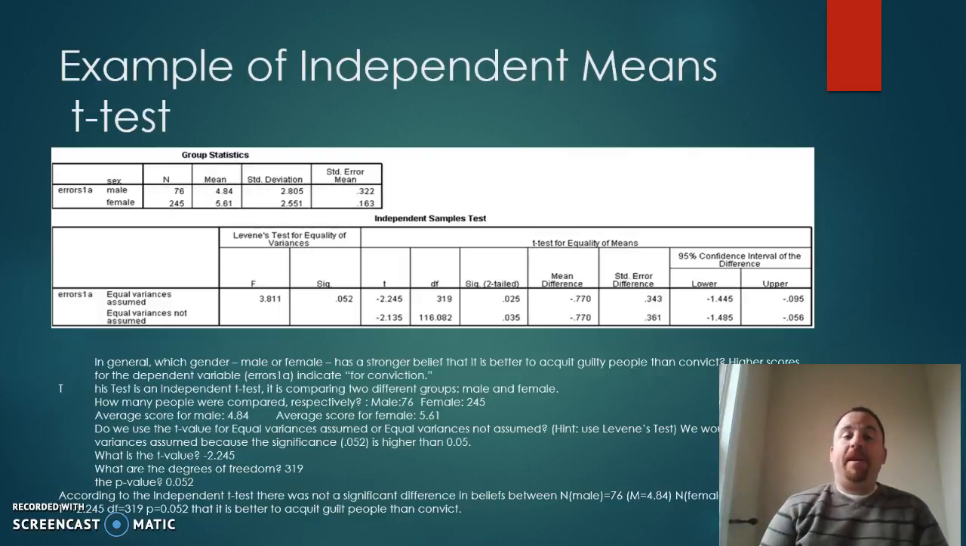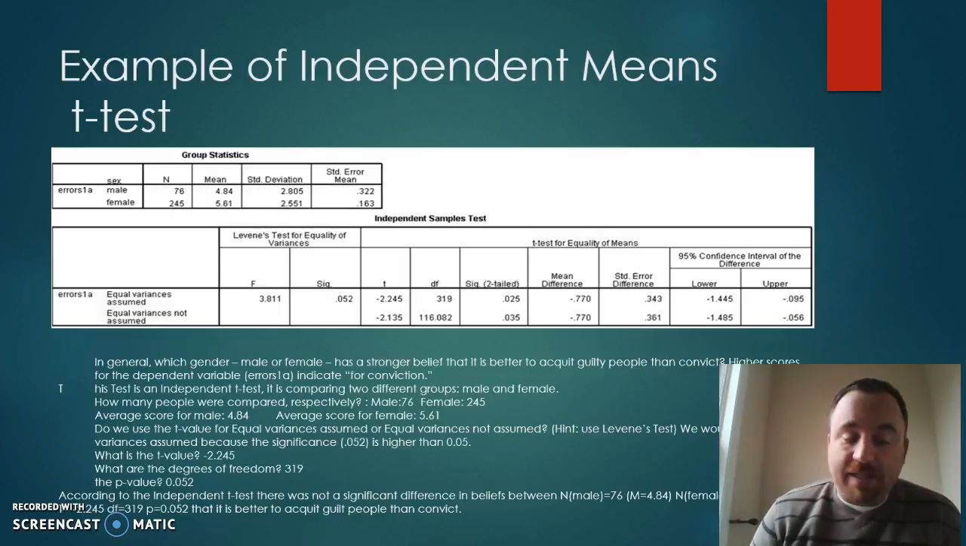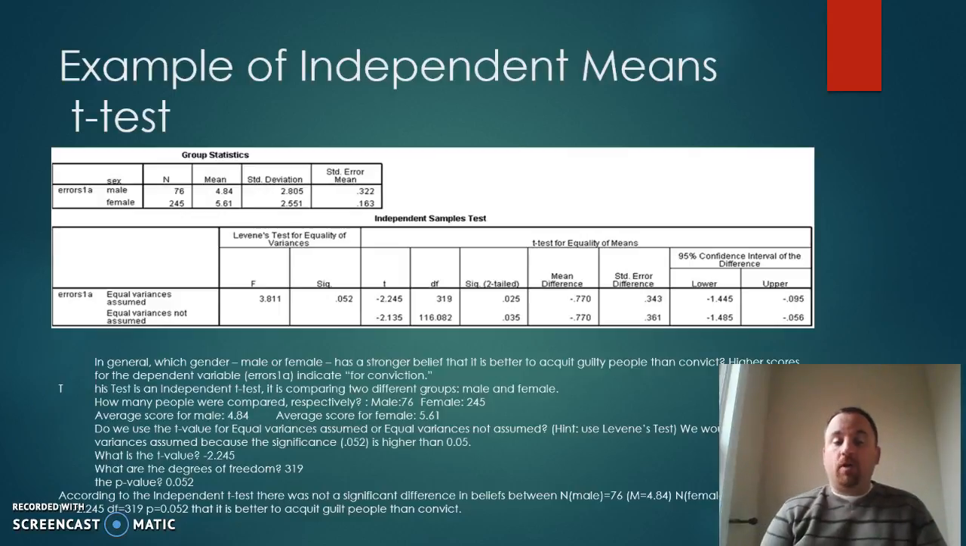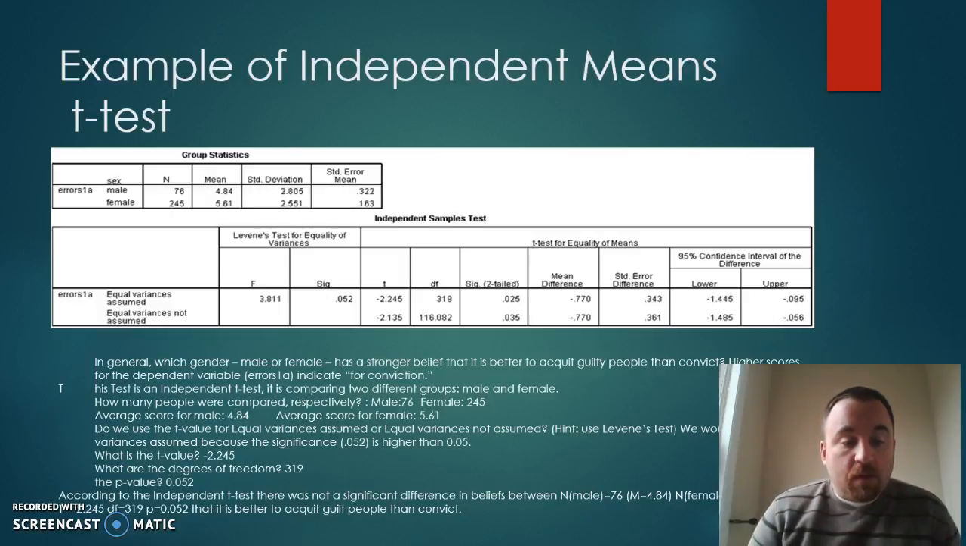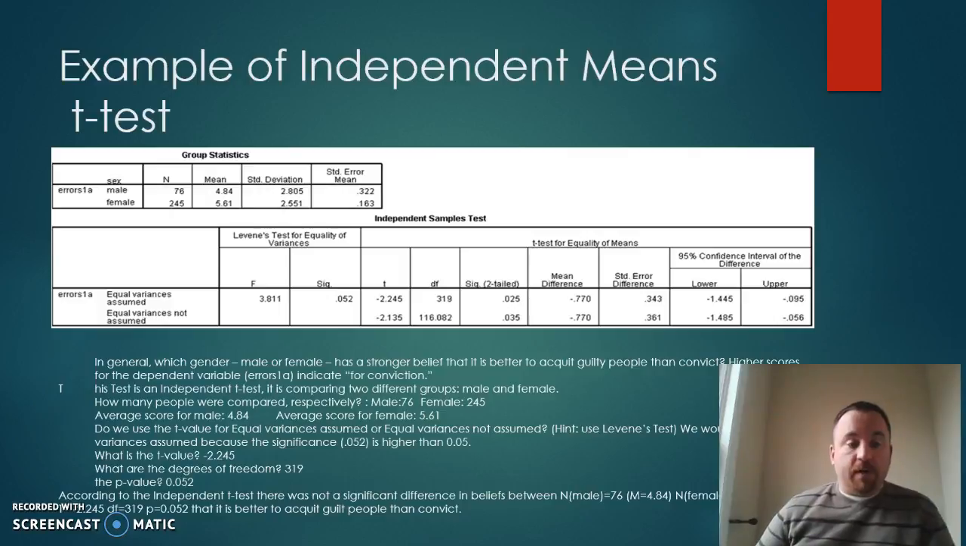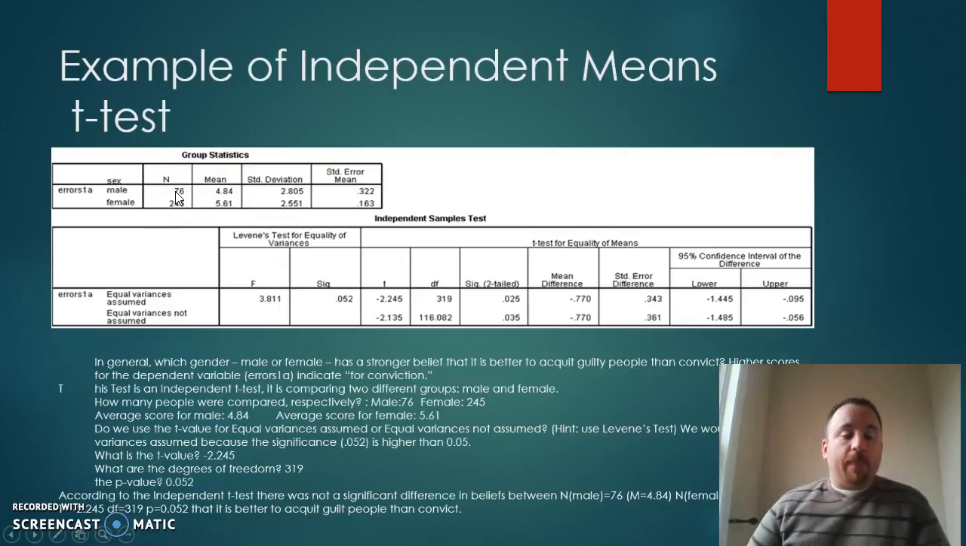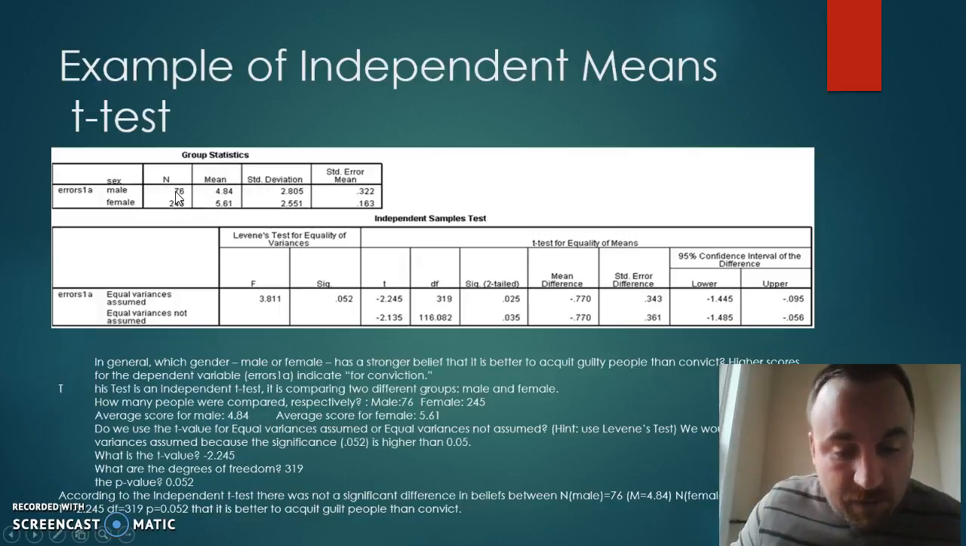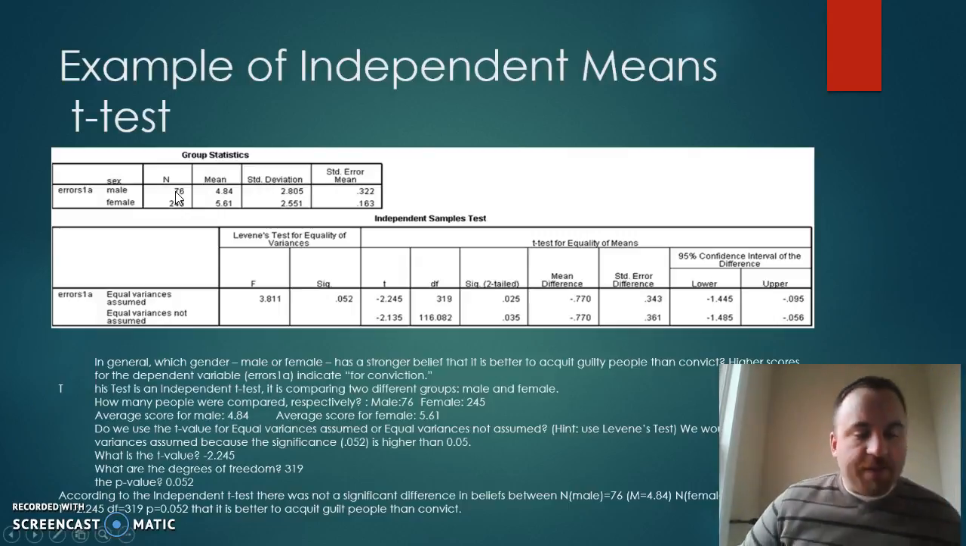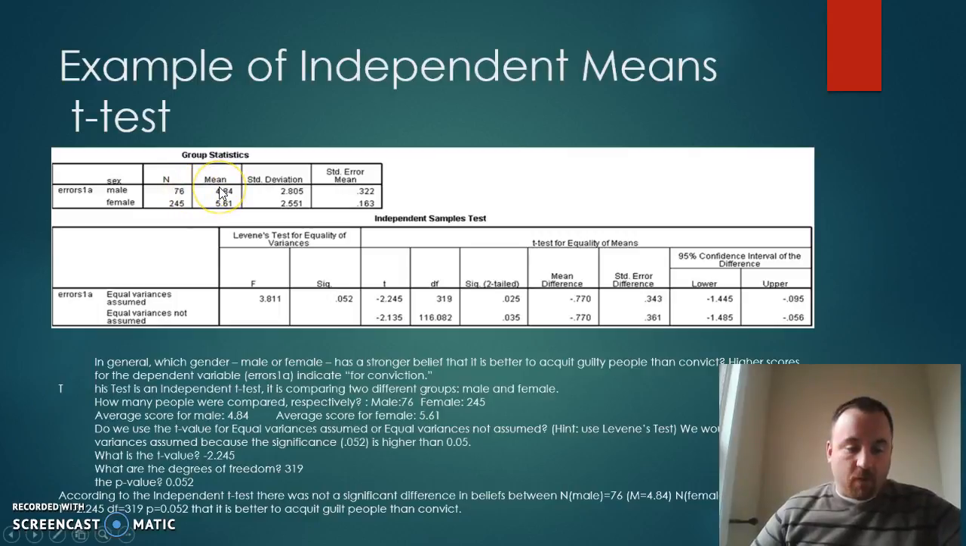This is an example of an independent means t-test. I got this from the week 4 homework assignment for t-tests. The question they're trying to determine is which gender, male or female, has a stronger belief that it's better to acquit guilty people than convict. If you look in the first section, right here in N, it says that 76 males and 245 females participated in this study. The average score for males was 4.84, and the average score for females was 5.61.